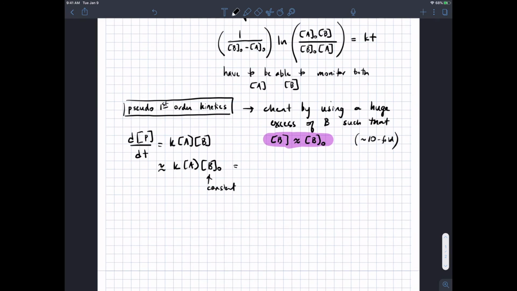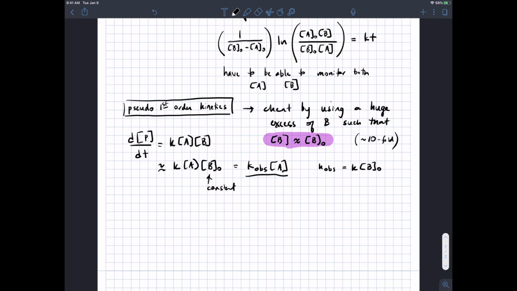So you can represent that as k obs, observed rate constant, times A, where k obs, fine print, equals k times B. Okay? So you swamp out B to make it constant. You measure the appearance of product. You measure the rate. You monitor the concentration of A. Now this is where the pseudo first order comes from. Because the B concentration stays roughly constant, now the only thing that's changing is A, and you've got less to worry about.